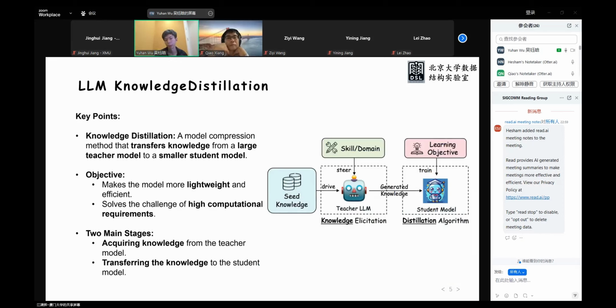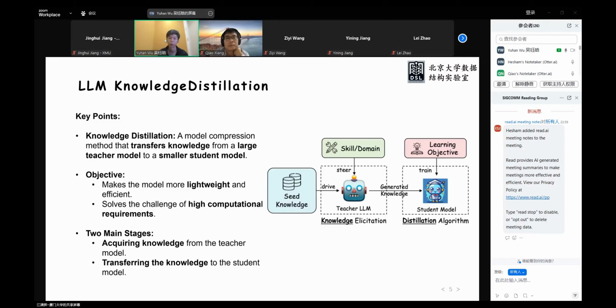So we can start with what knowledge distillation is. It's a widely used model compression technique. It allows us to transfer knowledge from a large and powerful teacher model to a smaller and more efficient student model. The primary goal is to reduce model size while retaining high performance, making it an efficient solution to the challenges of deploying large models.